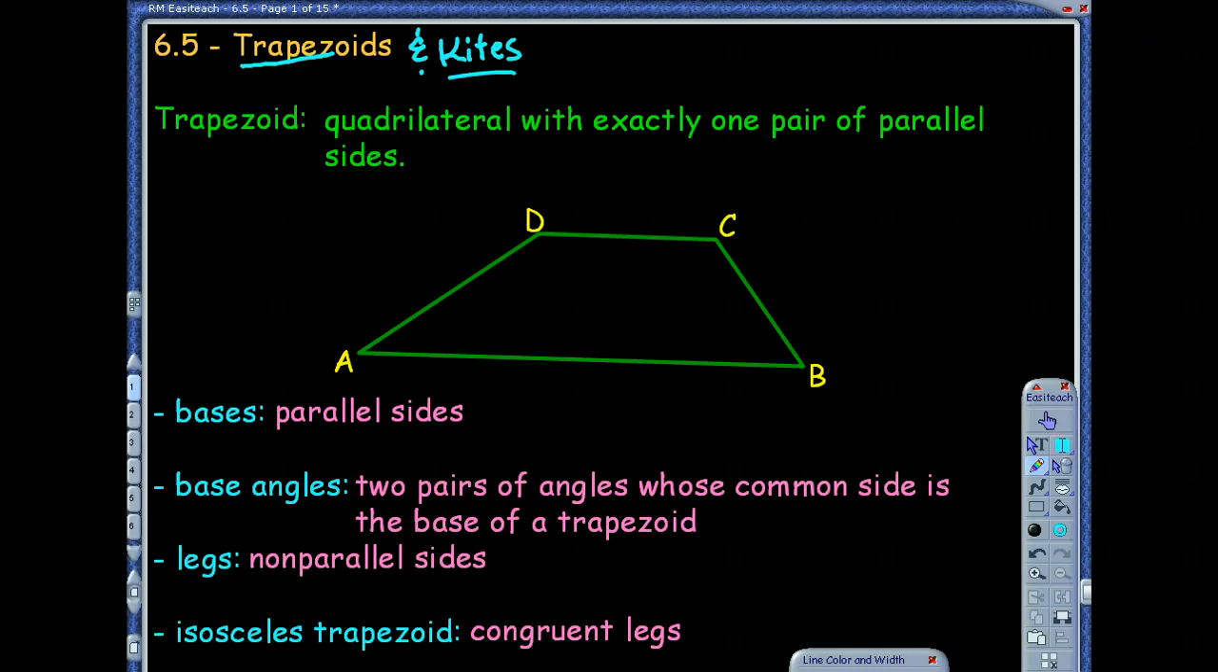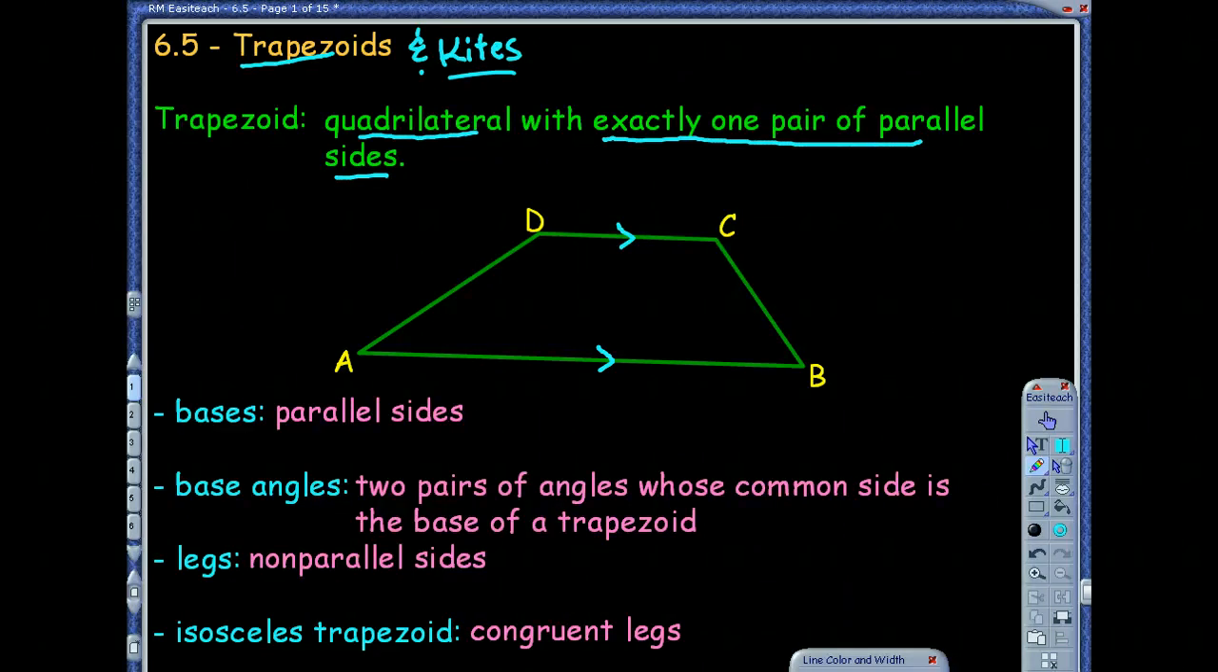All right, so what is a trapezoid? A trapezoid obviously is a quadrilateral with exactly one pair of parallel sides. So right away, hopefully you know why this is not a parallelogram, because parallelograms had two sets of parallel sides. So in this picture, if I told you segment DC was parallel to segment AB, that would make this a trapezoid. You can kind of look at the picture.